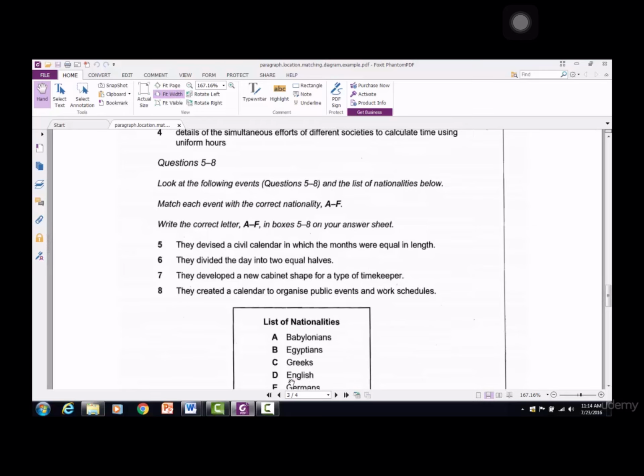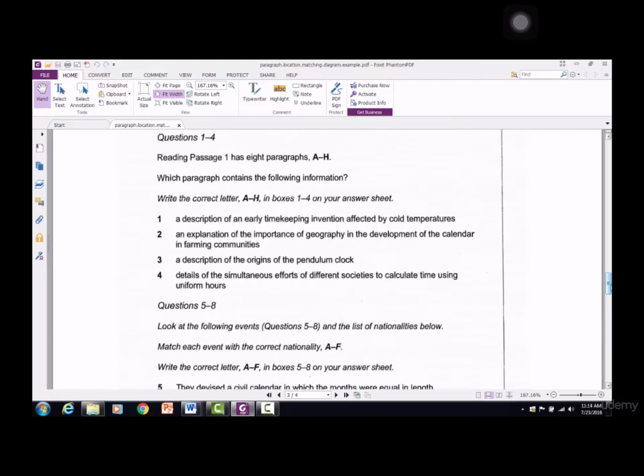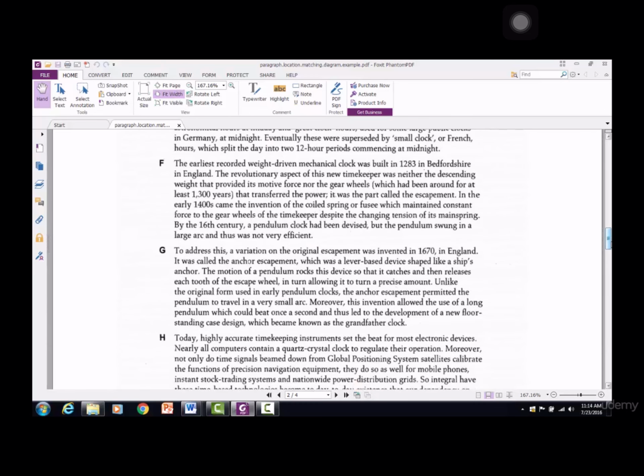All right. So now, a couple of things that I'll mention right now. Even though we finished the matching question, for the paragraph location question we can actually see some of the answers right now. We know, because this question is asking which paragraph you see this information. So by doing the matching question first, we can see that for number 3, the pendulum clock was mentioned right here in paragraph G. Pendulum clock, pendulum clock is right here. Okay, about the pendulum clock.